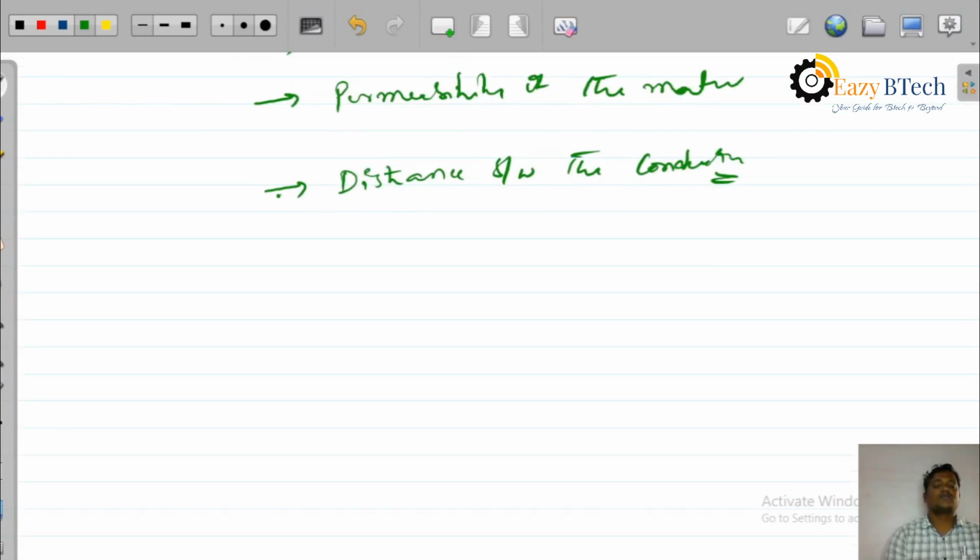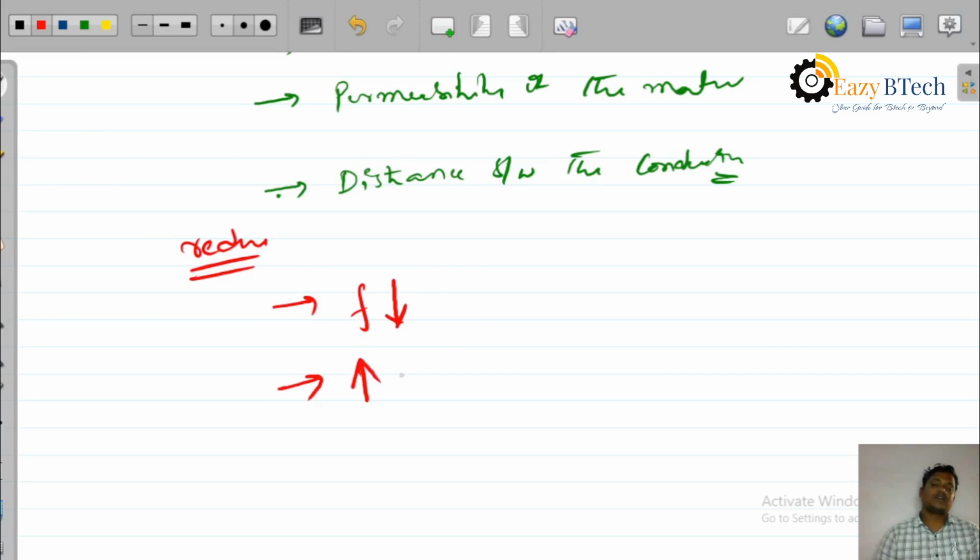Then we have to reduce the proximity effect. How can we reduce this proximity effect? Here we have to decrease the frequency of the transmission line, and we have to increase the distance between the conductors. For those two cases we can reduce this proximity effect.